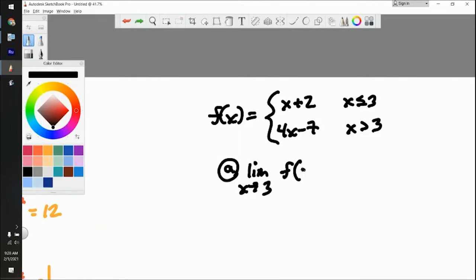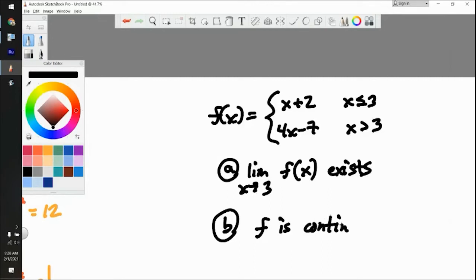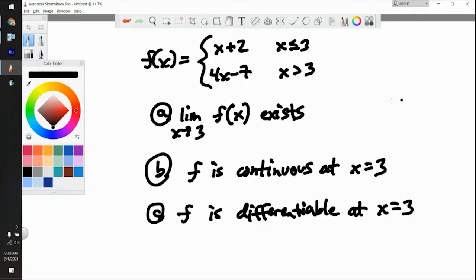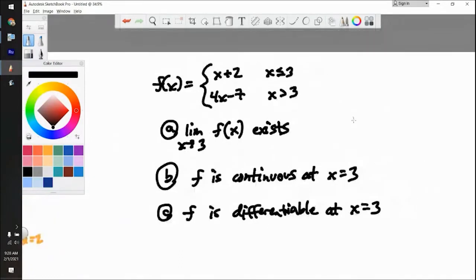Oops, that's embarrassing. So true or false for A, true or false for B, and then there's a C as well. All right, for A, does anybody have a thought for that one? Does the limit of f of x as x approaches 3 exist? True or false?